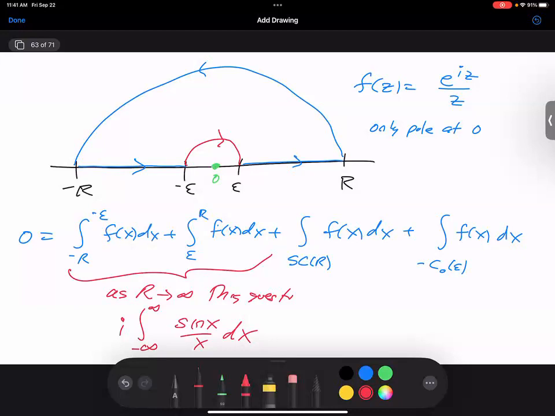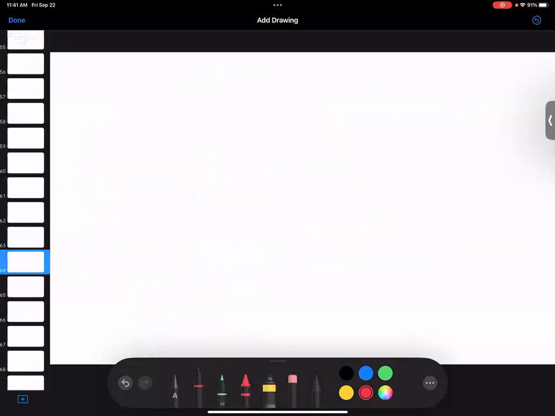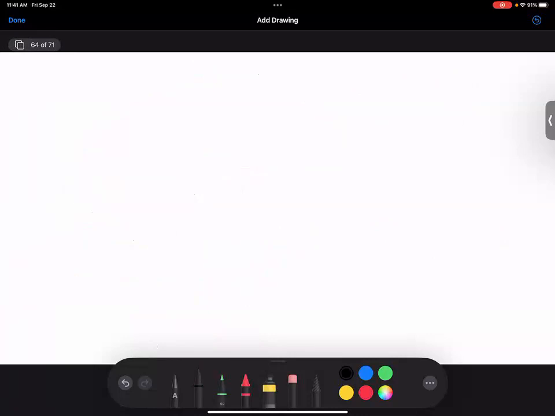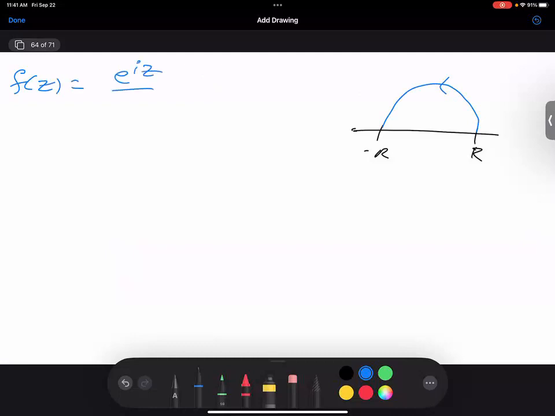Now we have two other contours, two other curves we have to do. We have to do the semicircle, and then we have to do the other semicircle. Let's do the big semicircle first. So we have minus r to r. I don't care what's going on every place else. I got my big semicircle like this, and my function is f of z is e to the iz over z. z is x plus iy, y is greater than or equal to 0, the absolute value of z equals r.